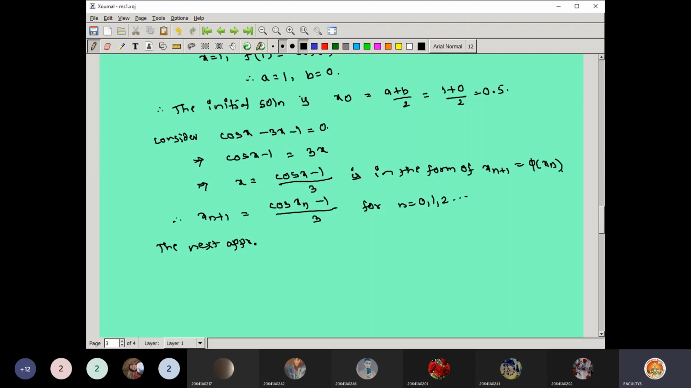The next approximate solutions are given by, so I am substituting here for n equal to 0. So the left side is x1, it is cos of x naught minus 1 divided by 3. So it is cos of your x naught, already calculated, it is 0.5, minus 1 divided by 3. So open your calculator, it should always be in radians. So cos button.